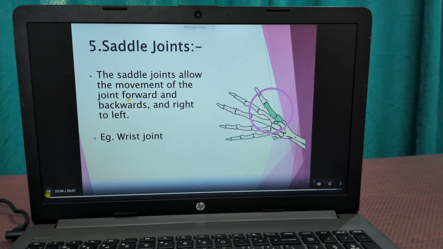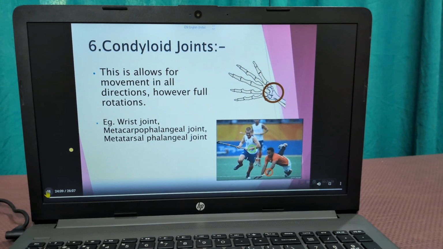Saddle joints allow movement of the joint forward, backward and right to left. These joints are present in the wrist. You can see they are present in the wrist. It allows what? It allows the movement of the joint forward, backward and right to left. And the last type of synovial joint is the condylar joint.